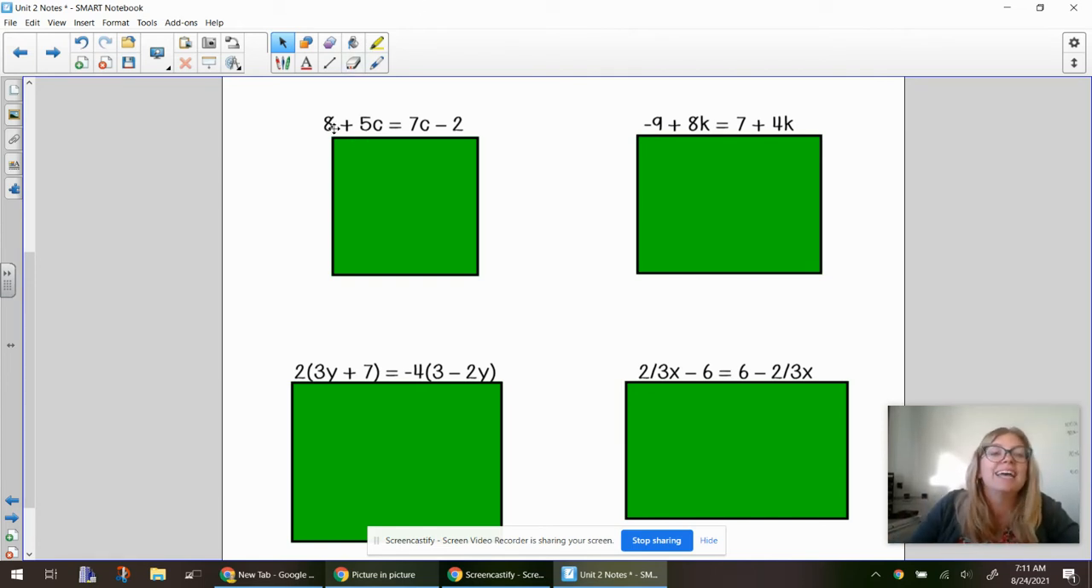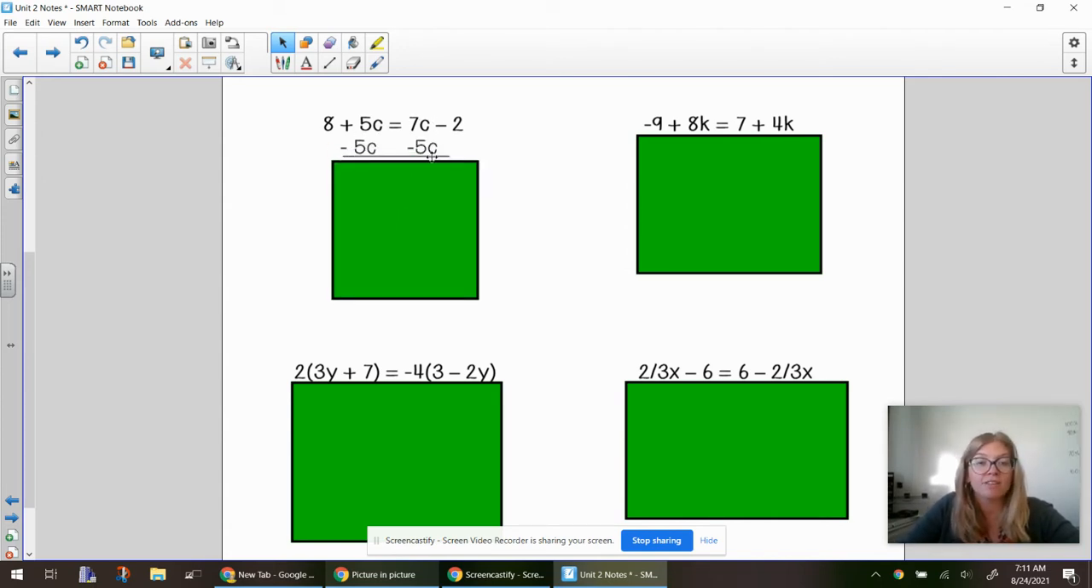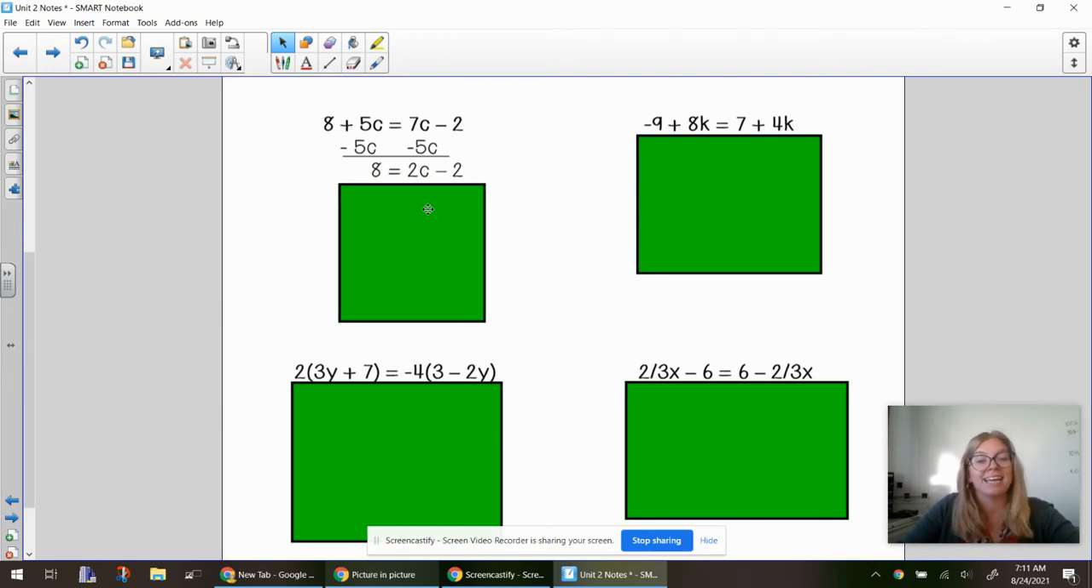First one, 8 plus 5c equals 7c minus 2. The first thing I want to do is add or subtract to get my variables and coefficients together. I've got 2 choices here. I could subtract 5c from both sides, or I could subtract 7c from both sides. I'm going to subtract 5c because that seems a little bit easier. I'll end up with a positive number. So I'm going to subtract 5c from both sides of my equal sign, and I get 8 equals 2c minus 2.